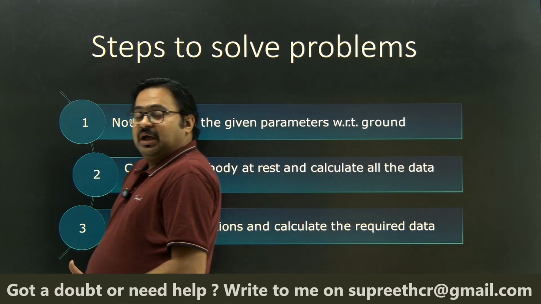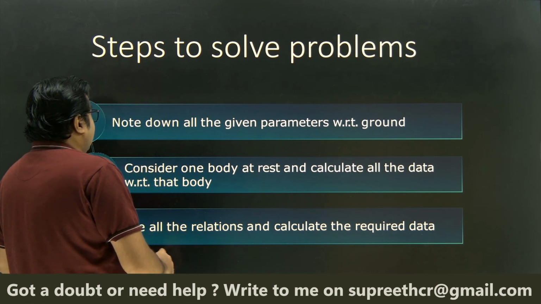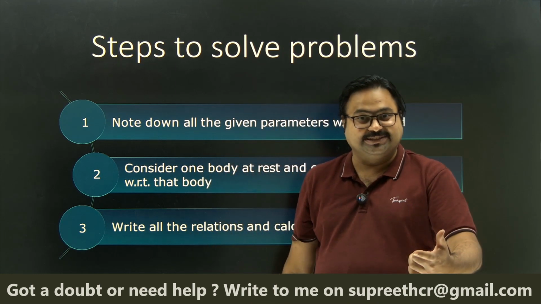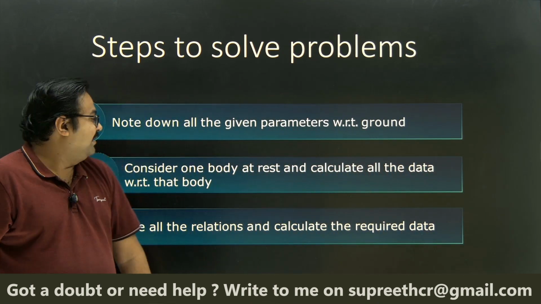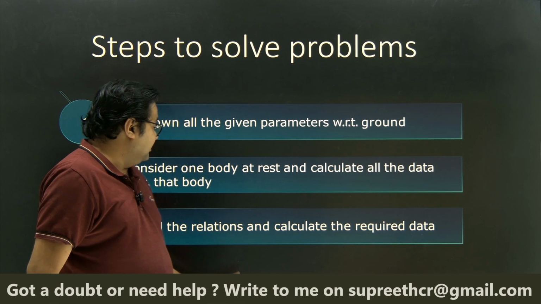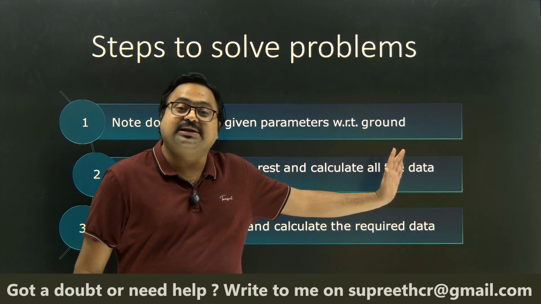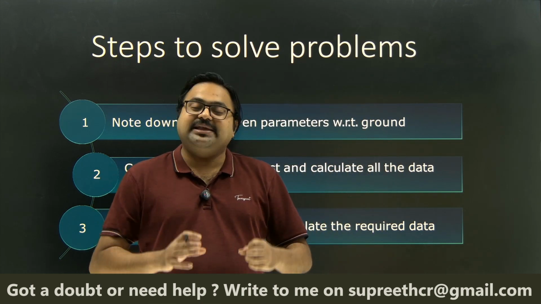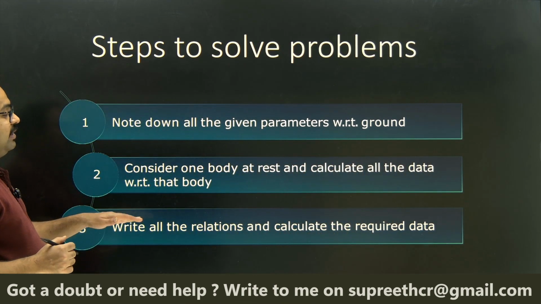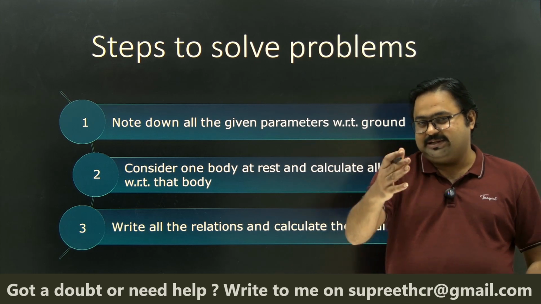Just to summarize how to do relative velocity problems, problems based on relative motion as such, you need to note down all the given parameters with respect to the ground. That's exactly, if you remember, what we did in both the cases with respect to the ground, a person standing on the ground. And then consider one object to be at rest and calculate the data with respect to that point, with respect to that body. So you either take the police car or you take the other car, for instance, in the previous example, and then you calculate everything with respect to that particular object. And once you do that, write all the relations and calculate the required data. This is something that I'll be showing you in the next example. Let's try to do that.